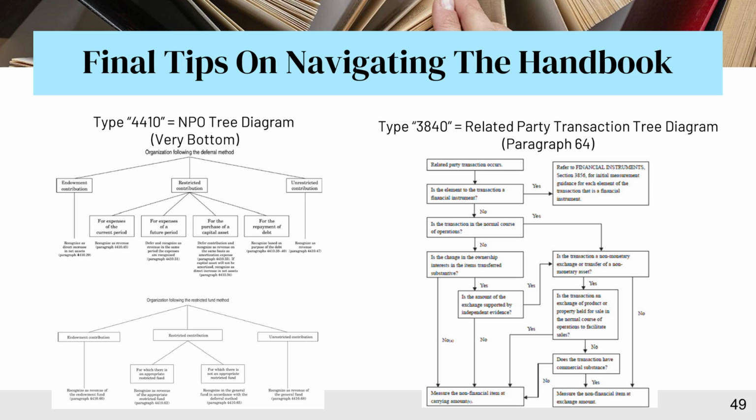To find this, type in the search bar 441 with quotation marks around it. It is not going to be the first result, but it should be close enough to the top so that it's easy to find. Once you have found it, click into it and then scroll all the way to the bottom, and then you should be able to find these two tree diagrams. As for the other tree diagram that I found useful, it's for related party transactions. Again, you would type in 3840 in quotation marks within the search bar, and then you would scroll a little until you found that section, click into it, and then you will look for paragraph 64.